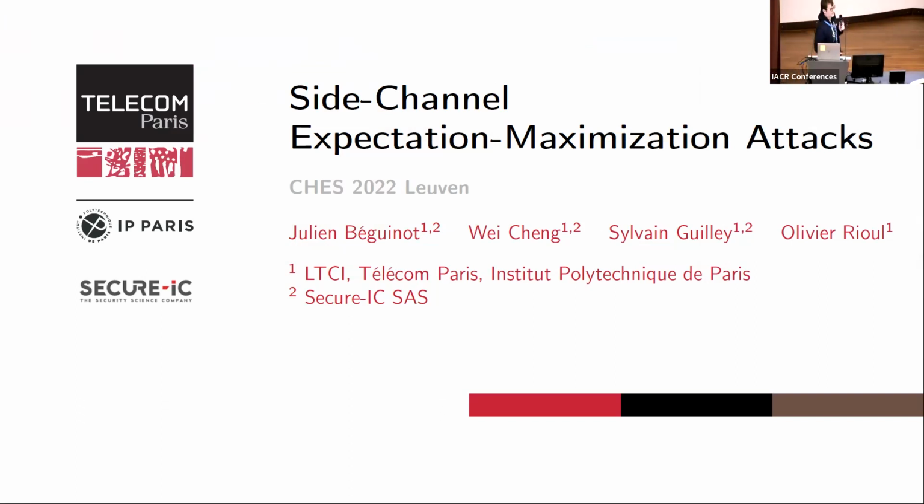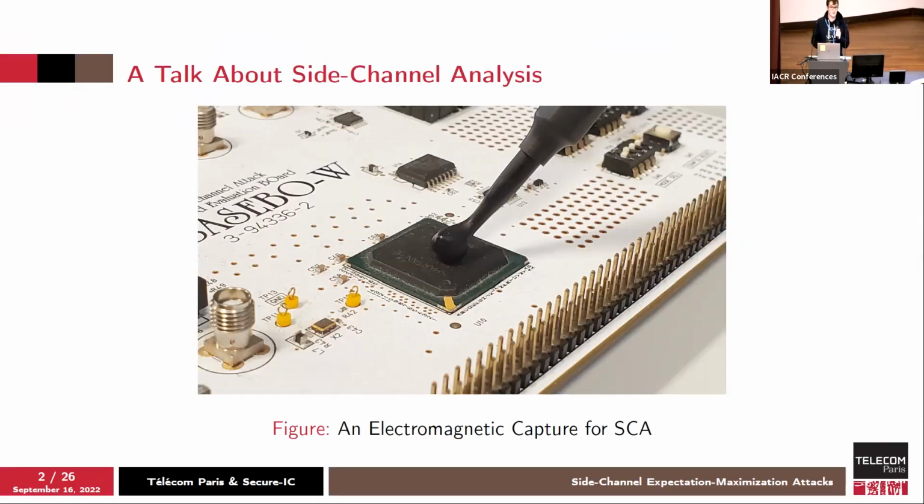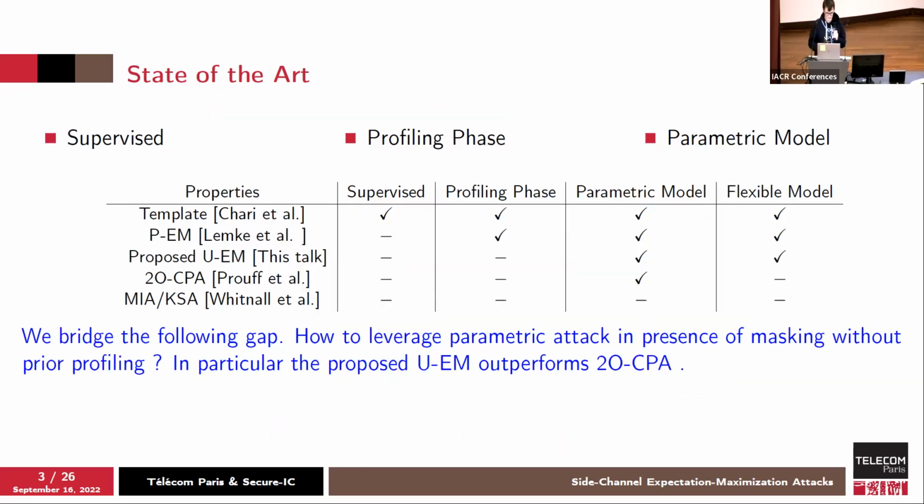This presentation is about side channel expectation maximization attack. This is joint work with Dr. Wei Cheng, Professor Sylvain Guilley, and Olivier Rioul. We will consider a device that is performing cryptographic operations with an S-box and protected with a first order masking countermeasure. And the attacker will have access to electromagnetic leakages.